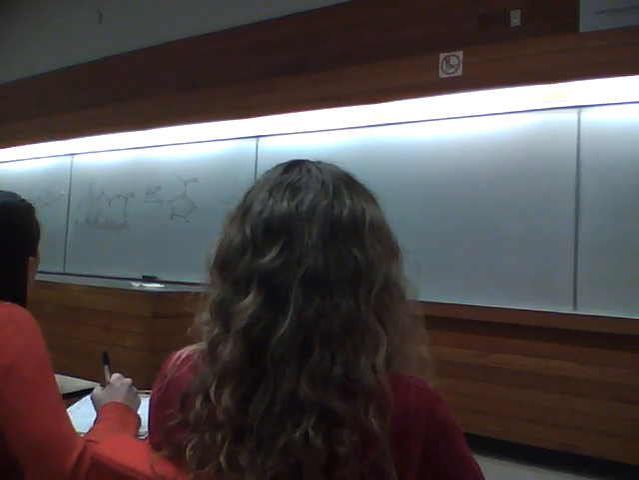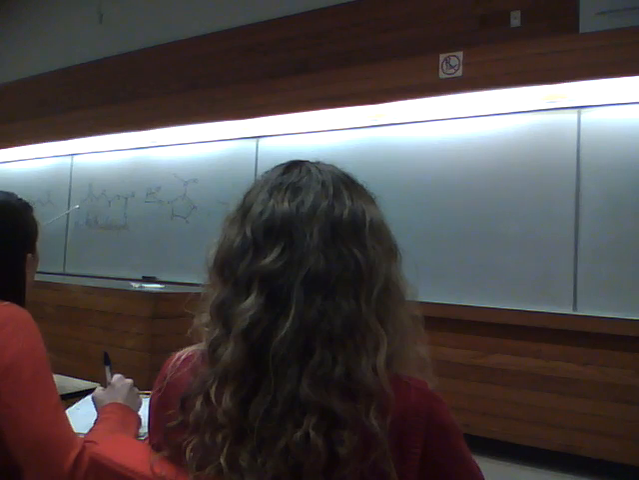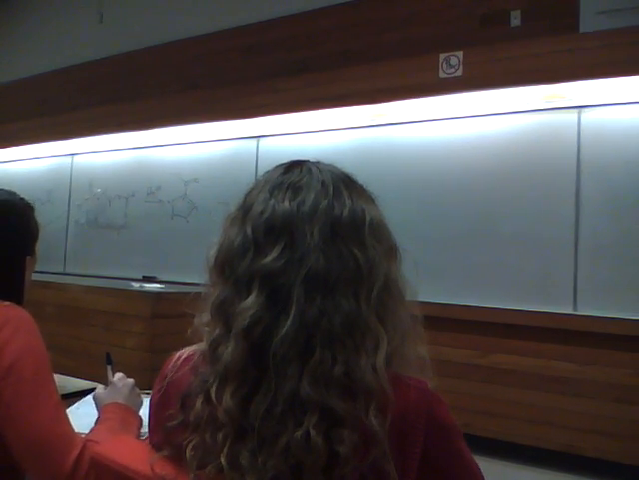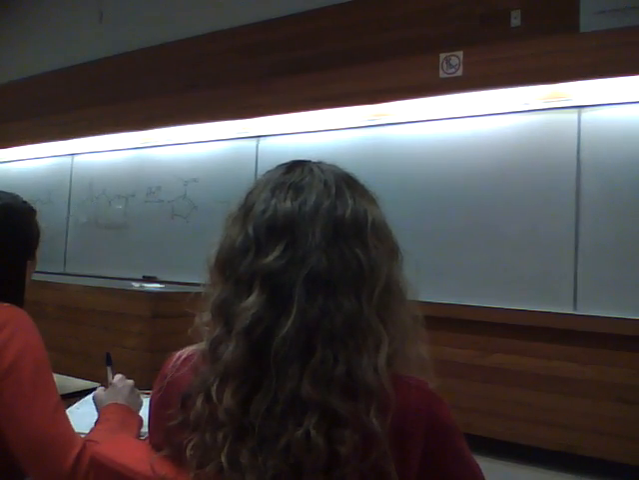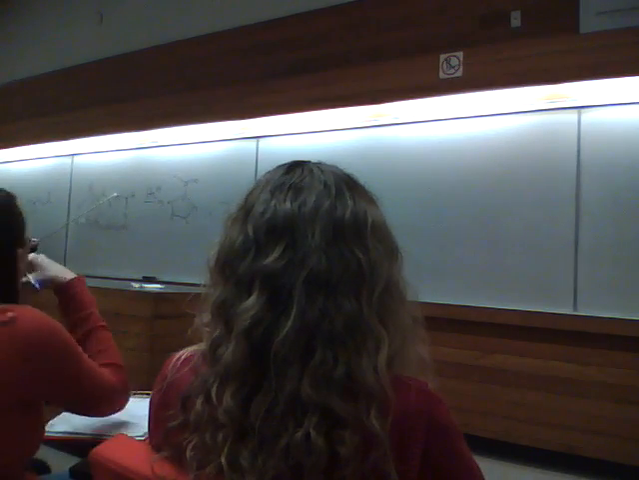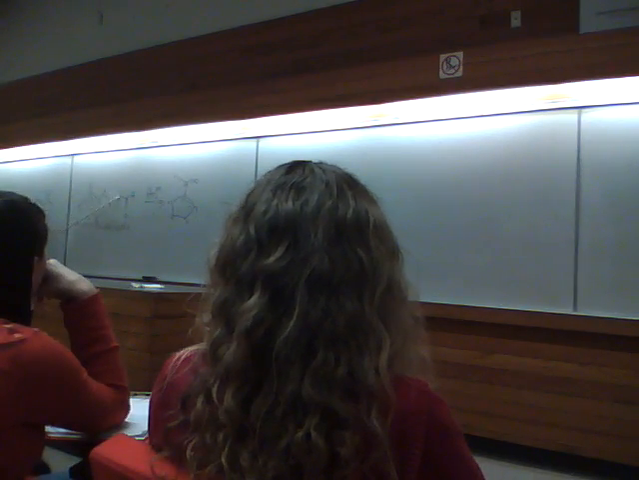Now the question is, which is going to be the fastest process? You see, if the carbanion here attacks that one, we'll get a 1, 2, 3, 4, 5, 6, 7 membered ring. The carbanion here attacks that one, we'll get a 1, 2, 3, 4, 5 membered ring. The carbonyl here attacks this one, we'll get a 1, 2, 3, 4, 5 membered ring.